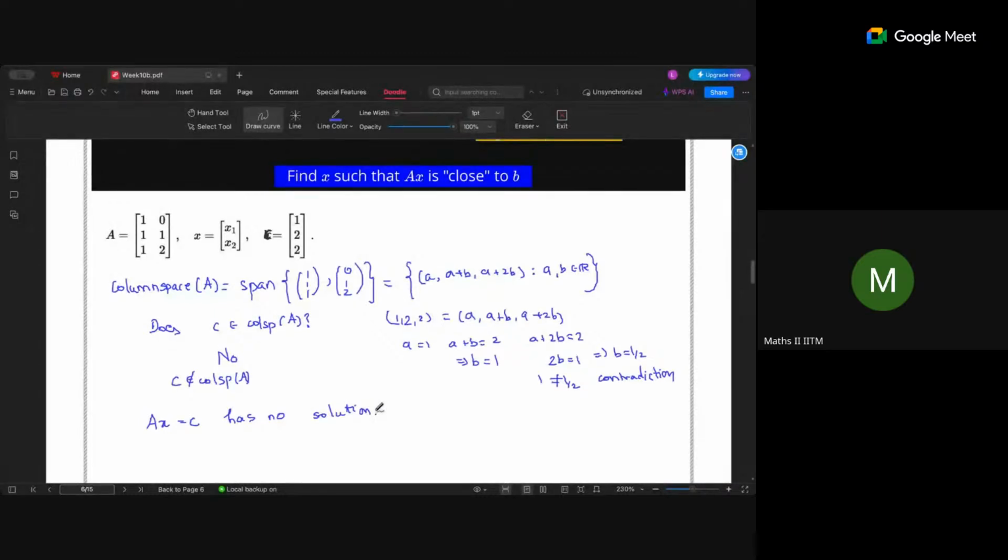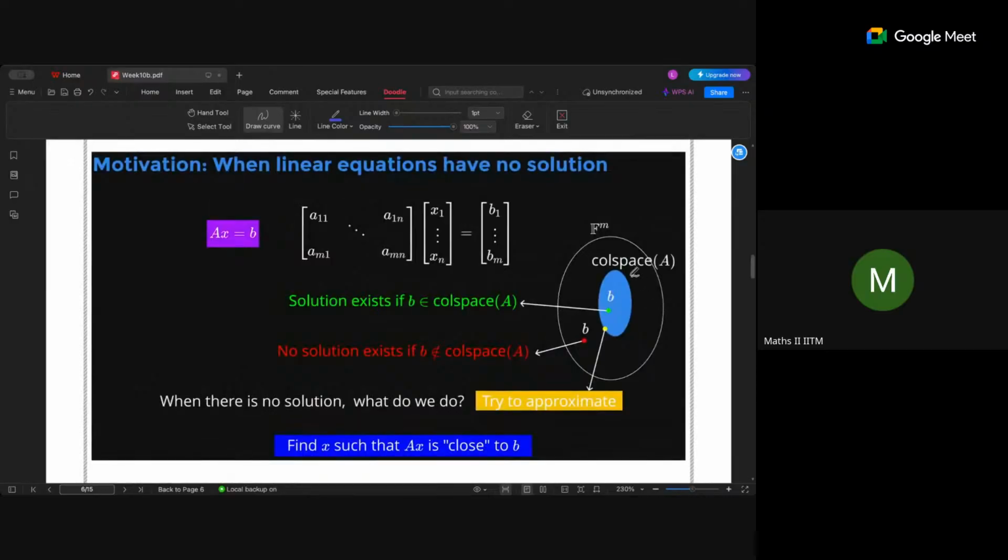So to find the approximate solution, what is the concept we are going to use here? Here A is your matrix. This is an m cross n matrix. If this is m cross n, what is the domain and what is the range? So for your A, what is the domain and range? For an m cross n matrix, what is the domain of the corresponding transformation?